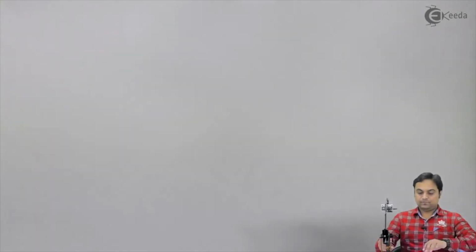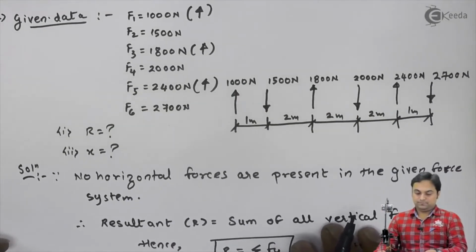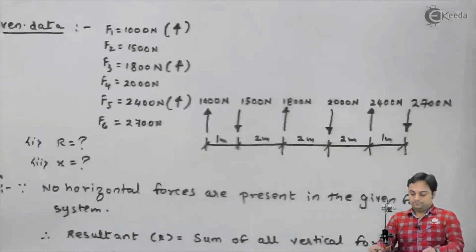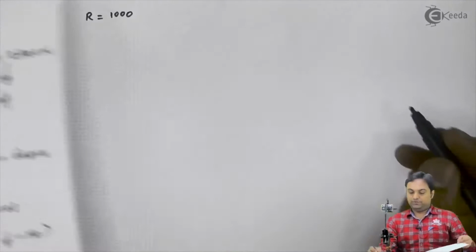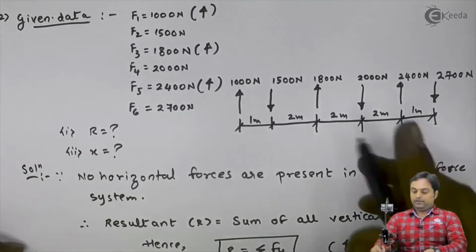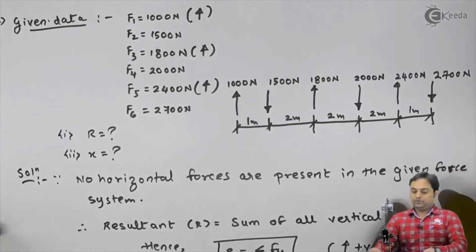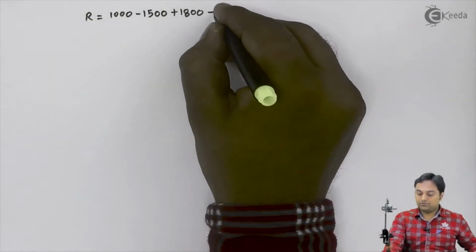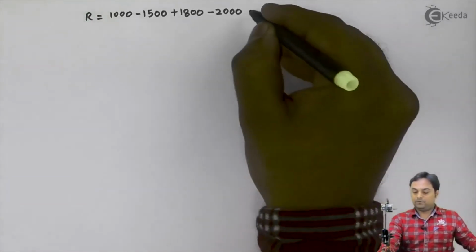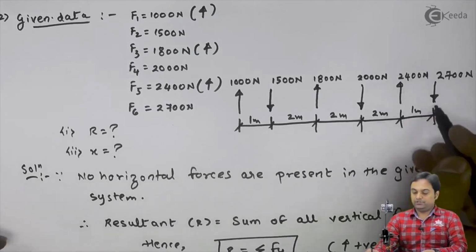Hence resultant capital R is equal to 1000 Newton is upward, so 1000, 1500 is downward, minus 1500, 1800 is acting upward, plus 1800, 2000 is acting downward, minus 2000, 2400 upward, plus 2400, 2700 Newton downward, so negative.